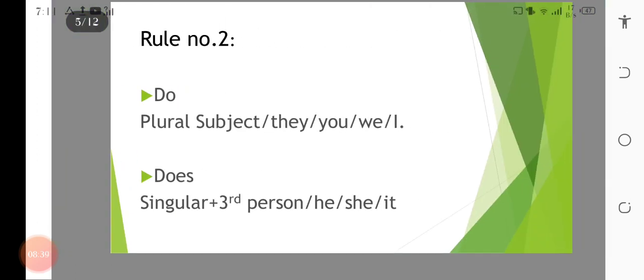Rule number two, do and does. Where will we put do, and where will we use does? So do we will use with they, you, we, I, and with a plural subject. Plural subject means in a group, not a single person. And does we will use with singular plus third person. Why? Because I is also a singular person, but we cannot put does with I. I does not, it's a wrong sentence. With I we will use only am: I am not. But yes, we can use do not with I. I do not like this. This is also a sentence. Okay, I hope you are clear here.